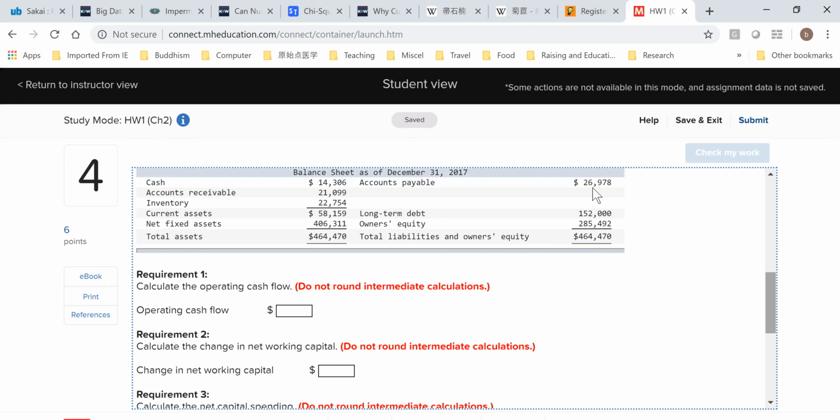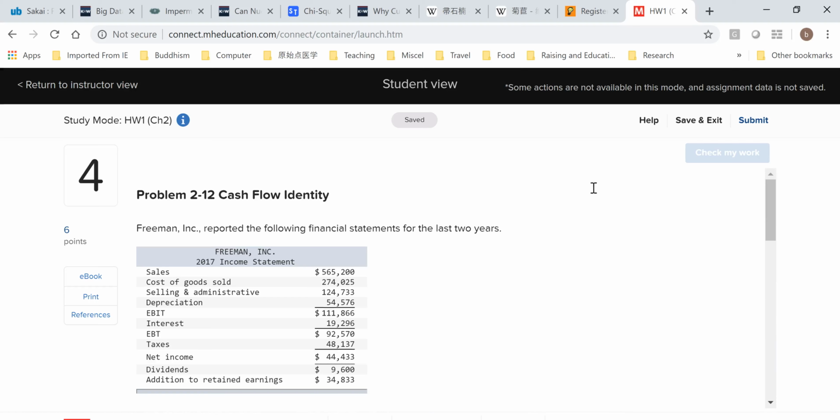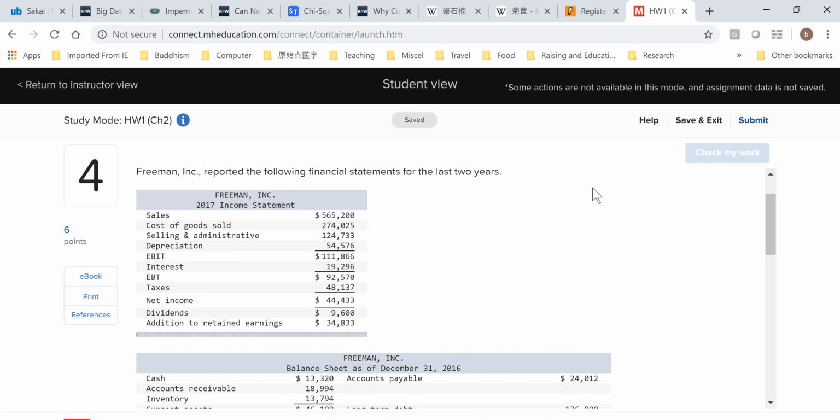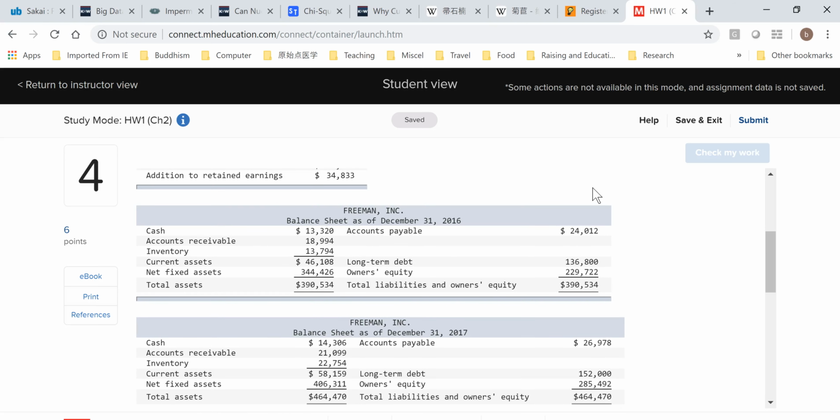This is question number 4 of homework 1 for chapter 2, problem 2-12. Freeman Incorporation reported the following financial statements for the last 2 years. So here we are provided with the income statement for 2017 and the 2 years balance sheets for 2016 and 2017.